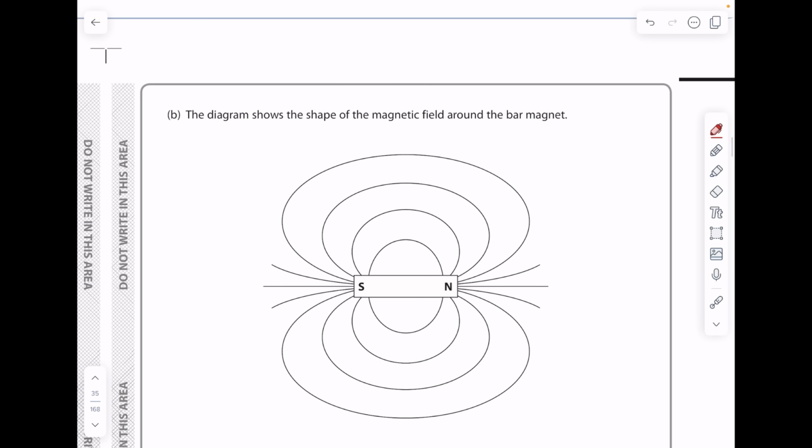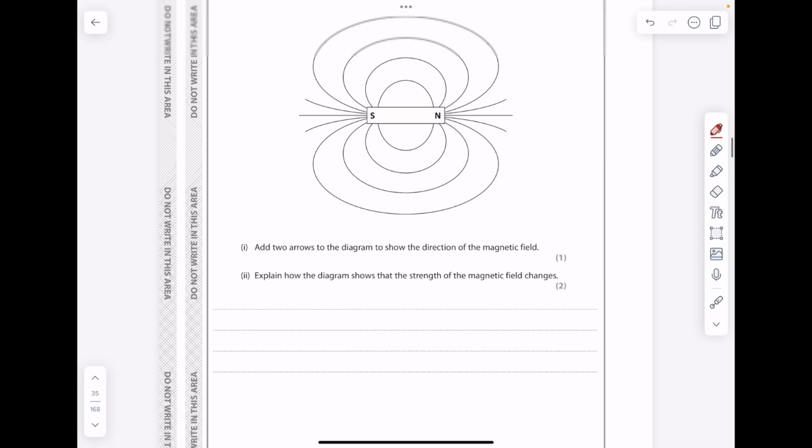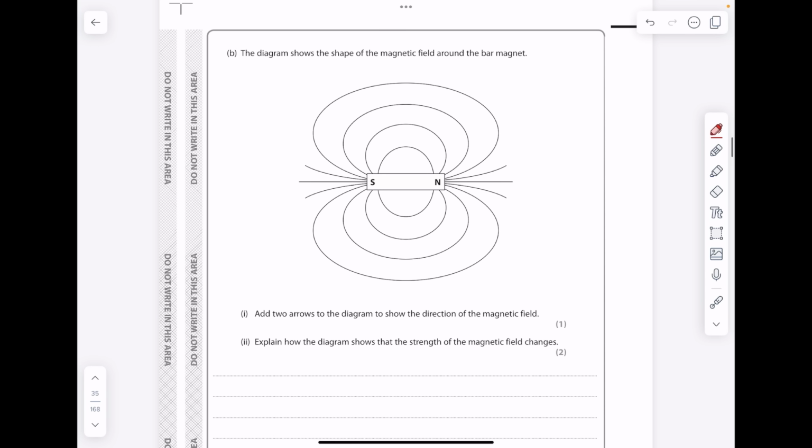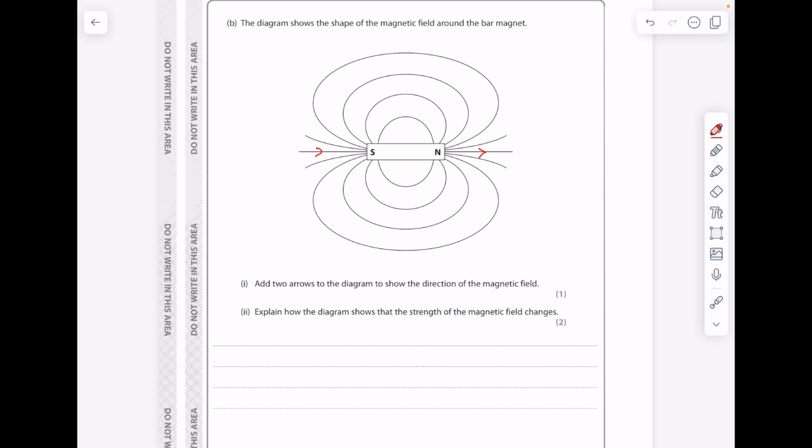The diagram shows the shape of the magnetic field around the bar magnet. Add two arrows to the diagram to show the direction of the magnetic field, so it always runs from north to south. Explain how the diagram shows that the strength of the magnetic field changes. It's all to do with how close together the magnetic field lines are. The field is strongest where the lines are closest together, so close to the poles.